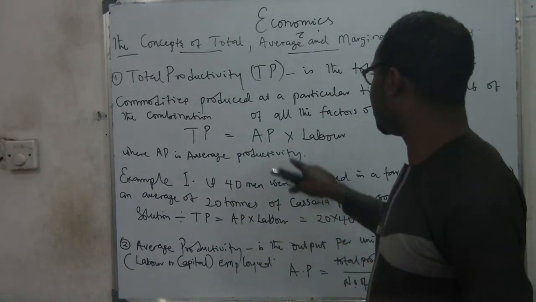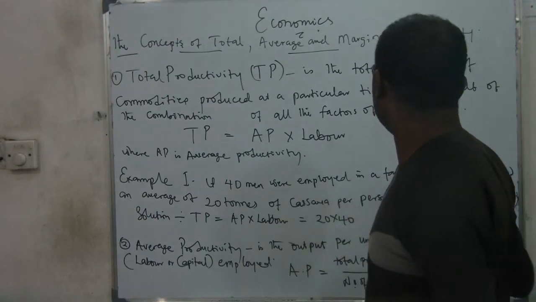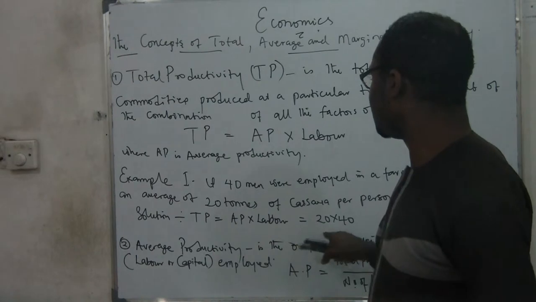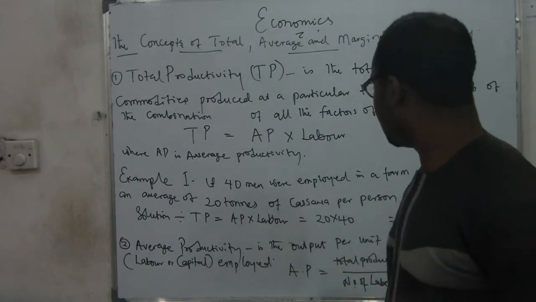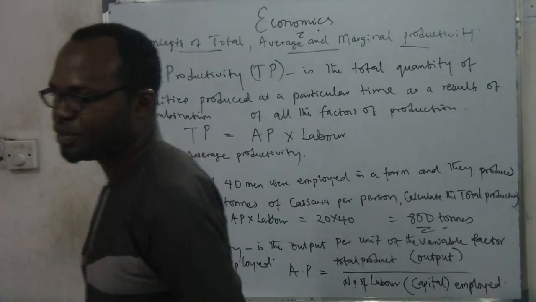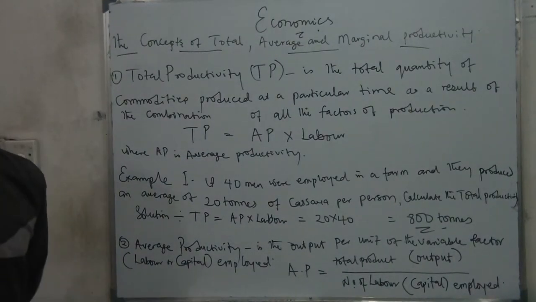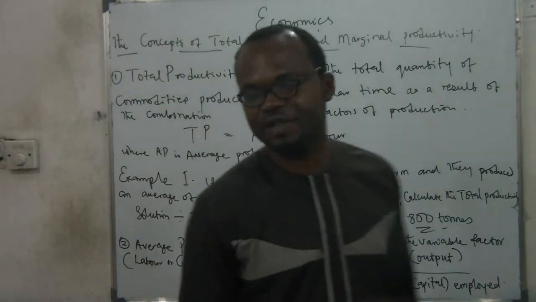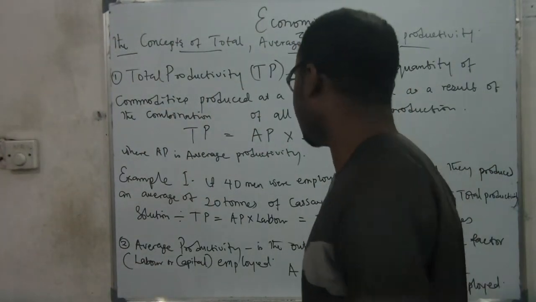So average productivity times labor. How many people? 40 men. So 20 times 40 gives you 800 tons. That's the total productivity. Is that clear? Now we look at what we call average productivity. What is average productivity?